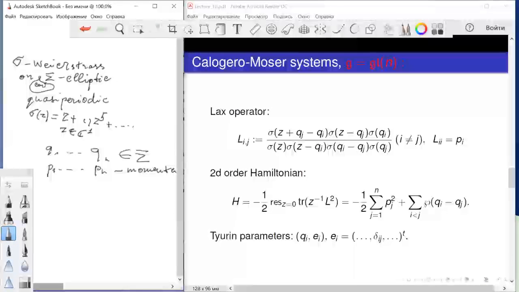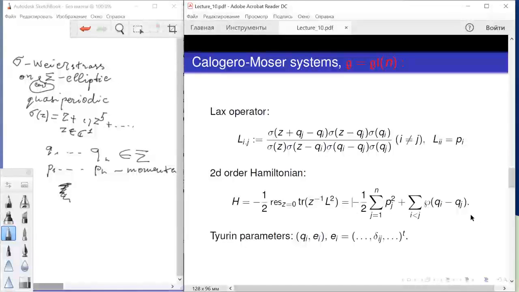First of all, let me explain why the Hamiltonians corresponding to these Lax operators, the second order Hamiltonian, is the Hamiltonian of the elliptic Calogero-Moser system. The Hamiltonian of the elliptic Calogero-Moser system, just by definition, is equal to this one. How to derive it from the Lax operator?